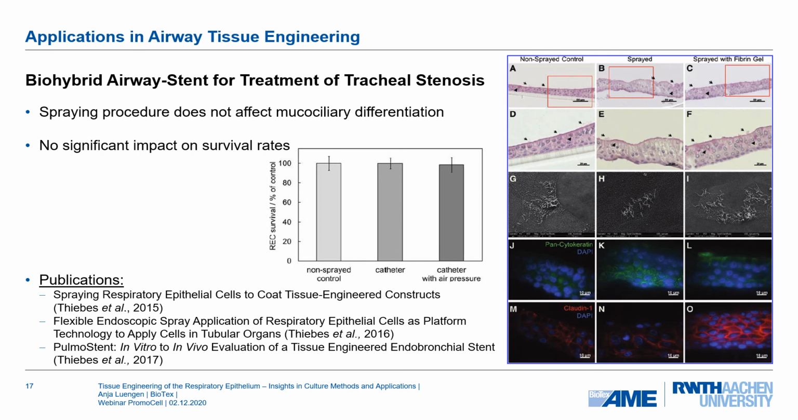In our studies listed below, our group could show that this spraying procedure does not affect the cell survival or the mucociliary differentiation, as PAS reactions did not differ between sprayed samples and non-sprayed controls. In addition, the cells developed cilia and were positive for claudin-1 and pan-cytokeratin staining after cell spraying and ALI culture.